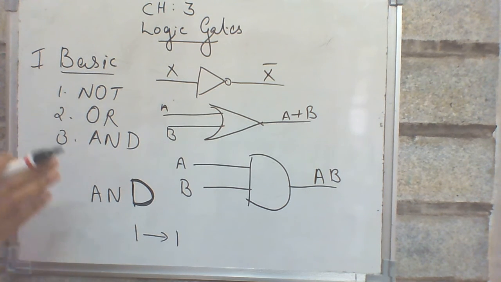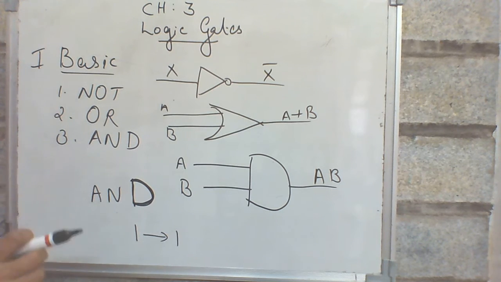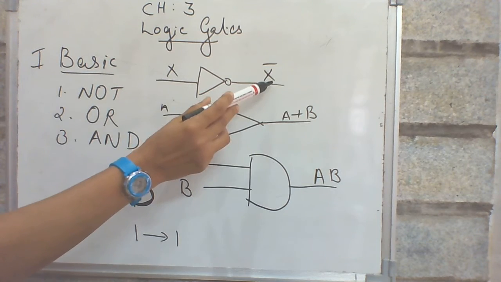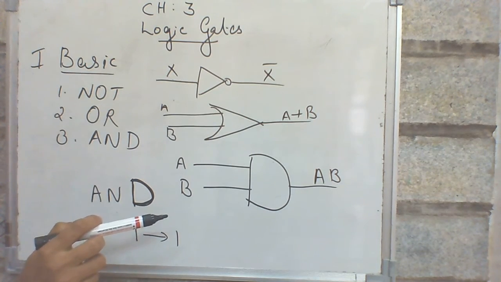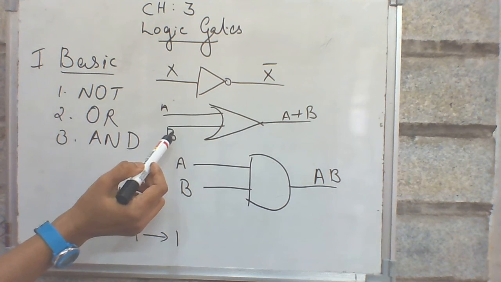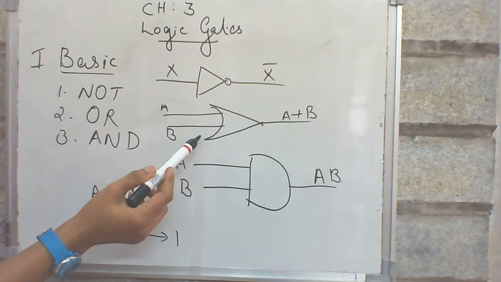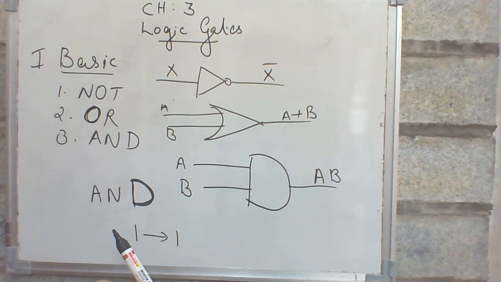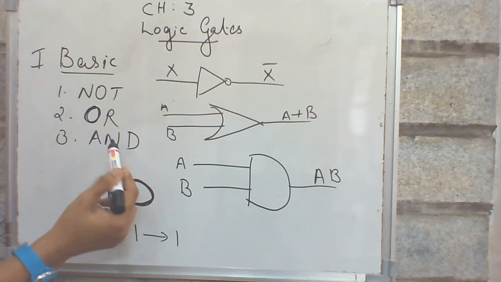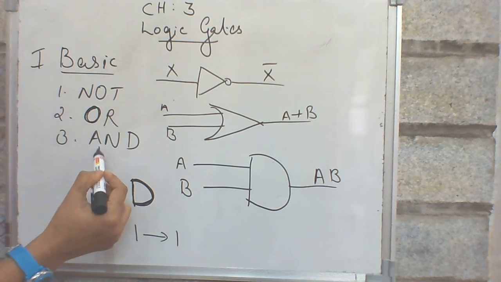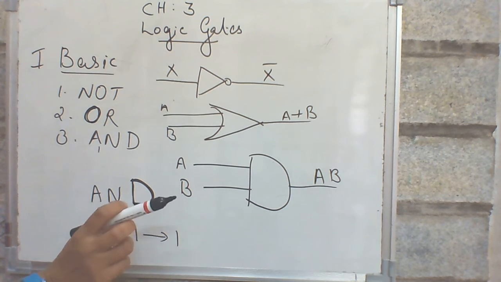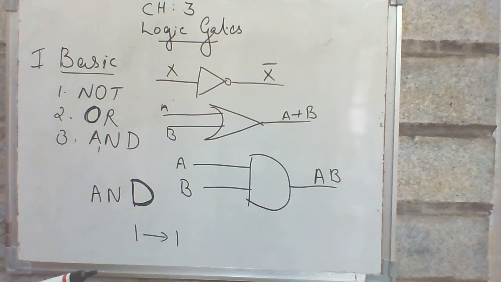What are the basic gates? NOT gate, OR gate, AND gate. What is the output of NOT gate? If X is the input, X bar will be the output. In OR gate, if all the inputs are 0, output will be 0. In AND gate, if all the inputs are 1, output will be 1. Okay, these are the basic gates.